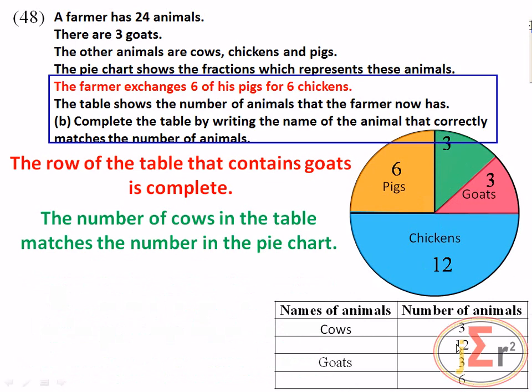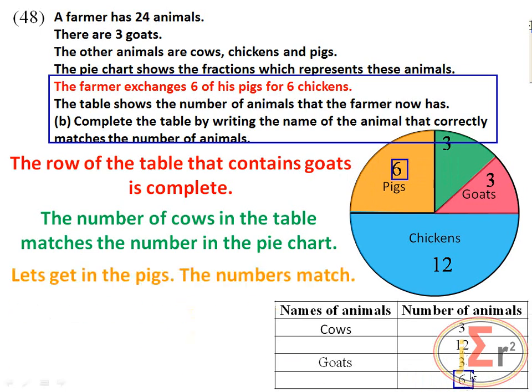Let us look at the 12. 12 is represented by what animal? Chickens. Right. But we are not going to the 12 as yet. We are going to the 6 first. And the 6 is represented by 6 what? Pigs. Right. So let's get in the pigs. The numbers match, 6 with 6. So we know that the 6 represents 6 what? Pigs. Right. 6 pigs.